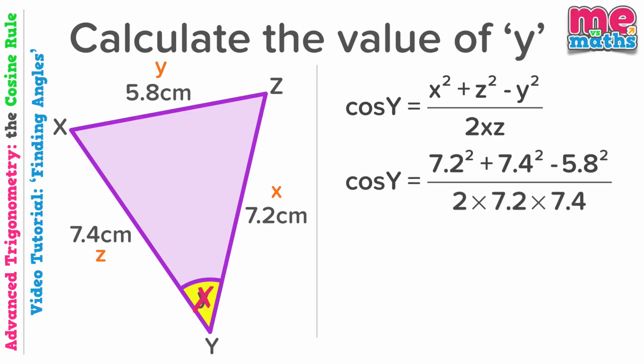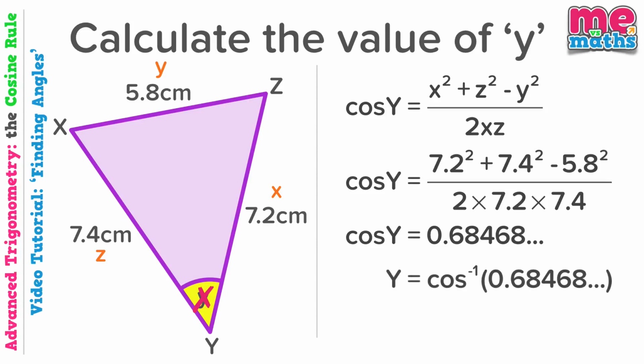Pause it here for a second if you need to check you're happy with where all those values have come from. As before, we can work out the whole calculation on the right hand side, so we now know the value of cos y is 0.68468. To find y, let's use the inverse cos function again. So angle y is equal to 46.8 degrees, and we're all finished.